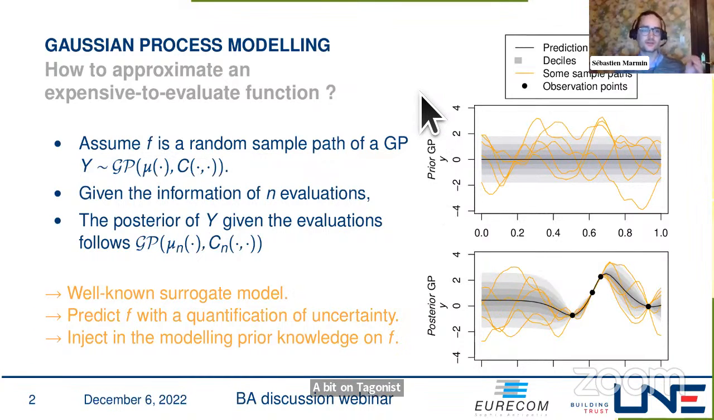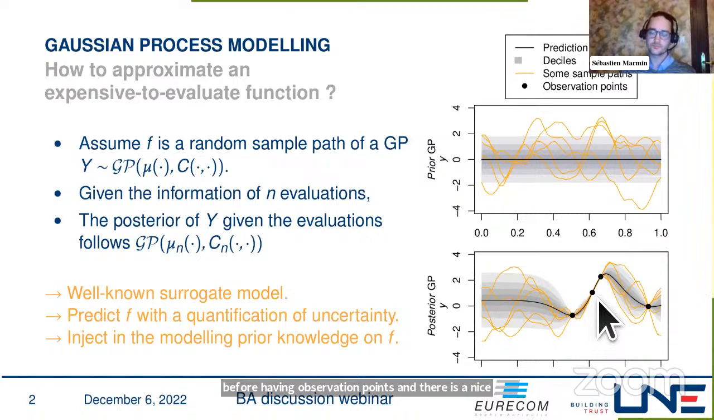So to start progressively, I will start with Gaussian process modeling. So when we want to have a model on an unknown function that we know only at a few points, and the observation points are typically expensive, what is often done in a Bayesian manner is to assume that our unknown function is a random sample path from a Gaussian process, so a random function generator. Here, it's noted y. So our unknown function is one of these orange curves, and it's our prior belief before having observation points. And there is a nice way to compute the posterior with analytical formulas to have a posterior over our unknown function when we know a few data points.